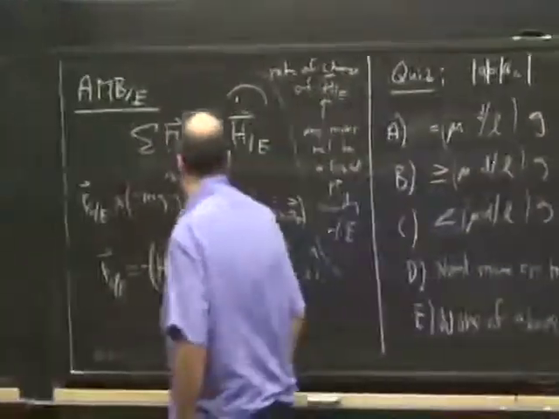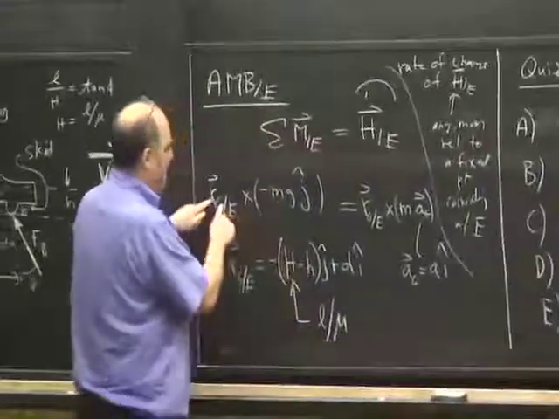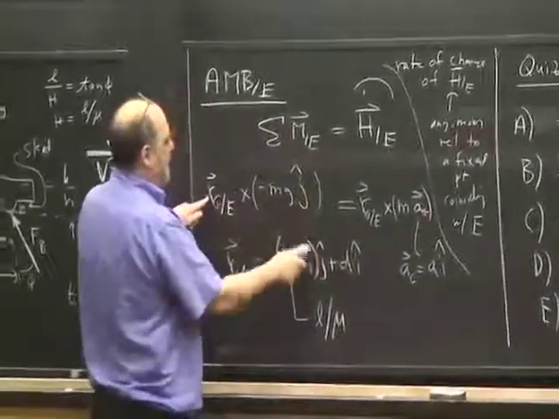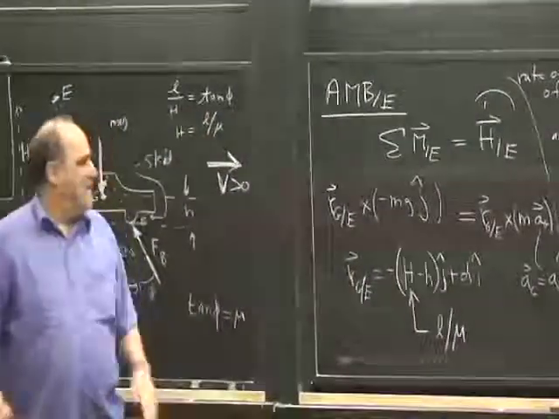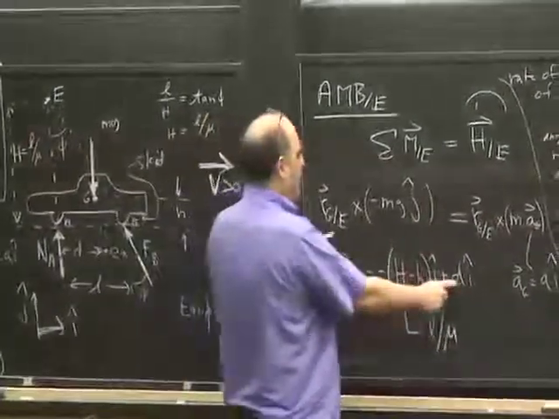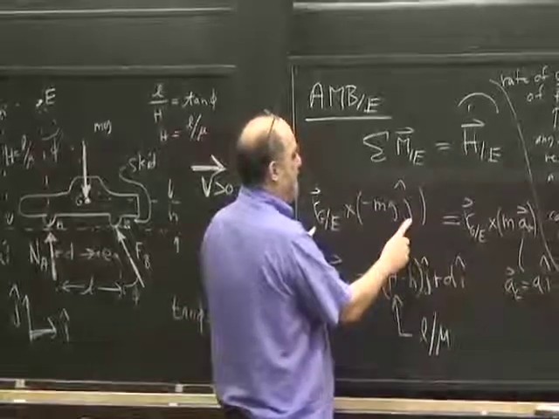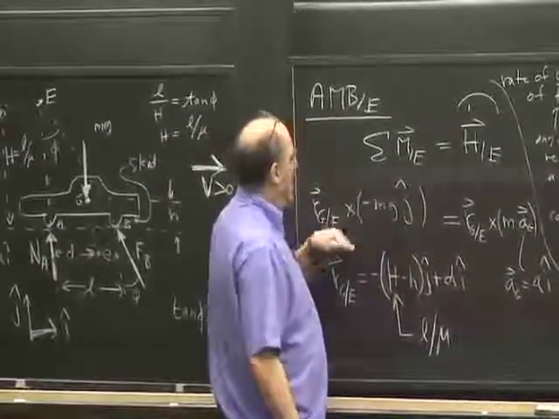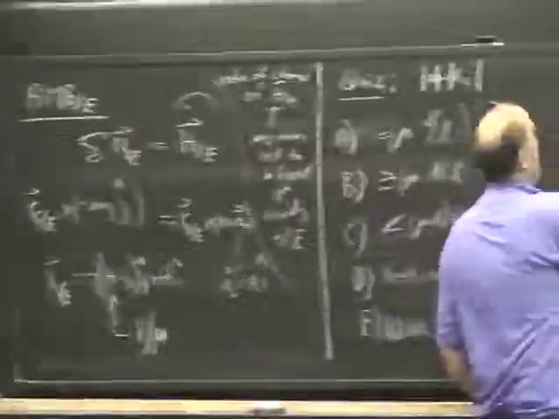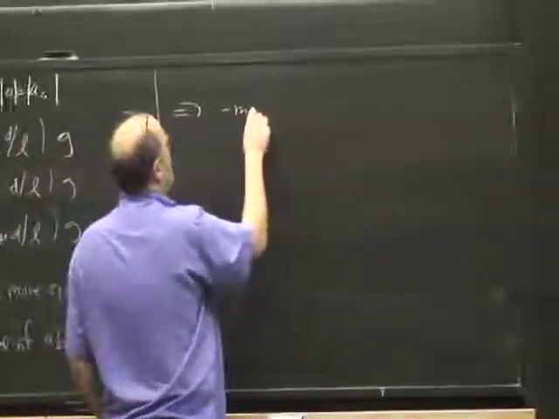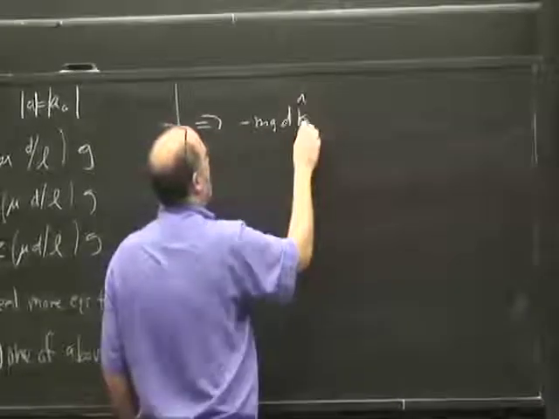To carry out this cross product, that's the cross product of this quantity with this one. We have a j crossed with j, which is 0. So all we have left over is this one here. So we have an i crossed with j, which is k. So we have a minus mg d in the k direction. So we have minus mg d in the k direction.